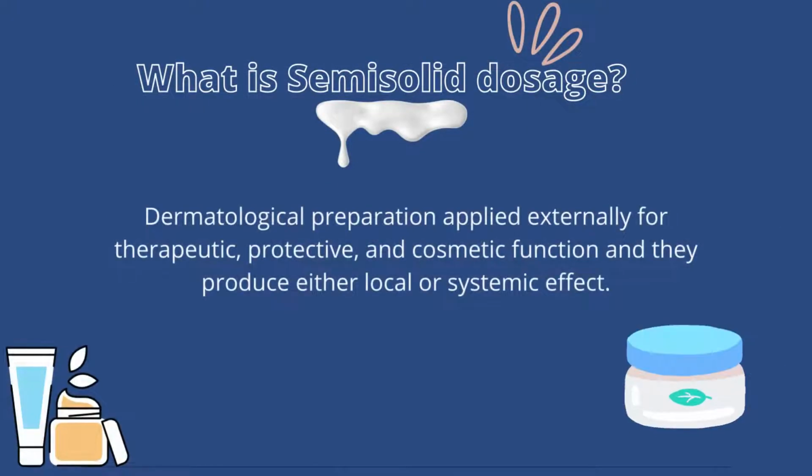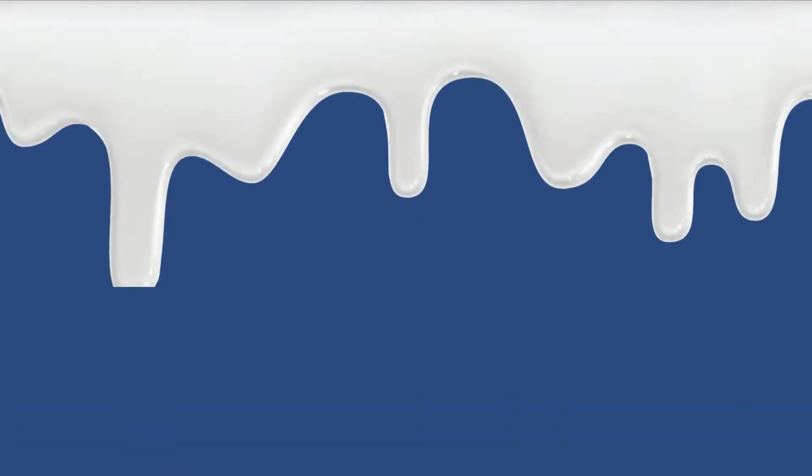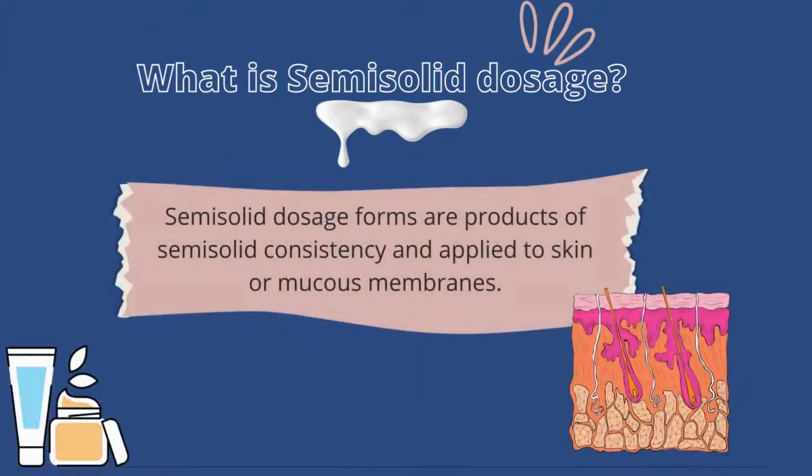What is a semisolid dosage form? It's a dermatological preparation applied externally for therapeutic, protective, and cosmetic purposes, and they produce either a local or systemic effect. Semisolid dosage forms are products of semisolid consistency applied to the skin or mucous membrane.